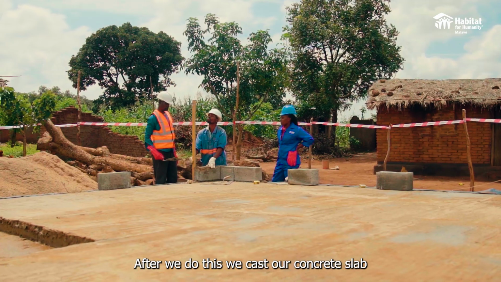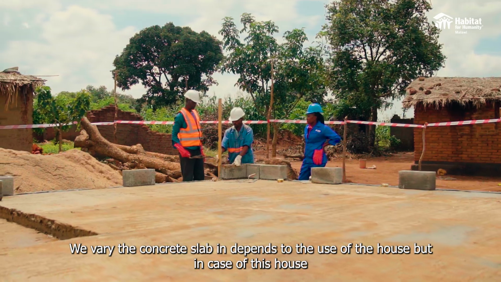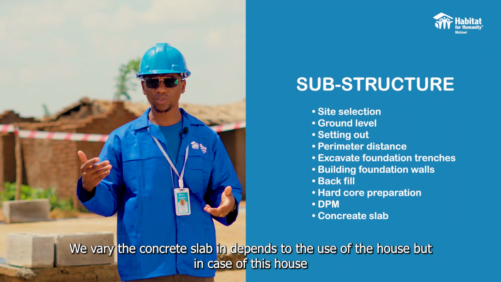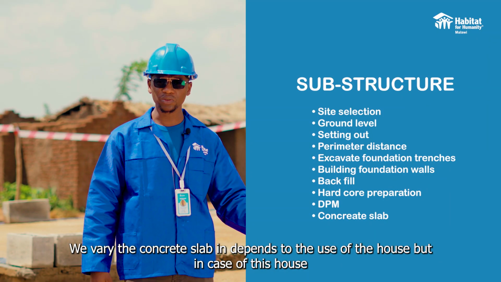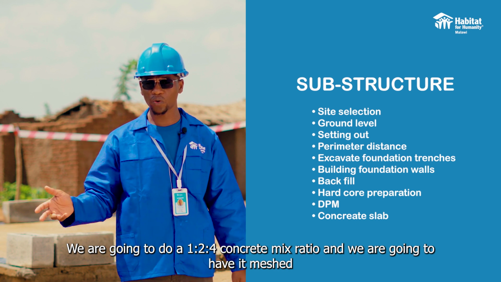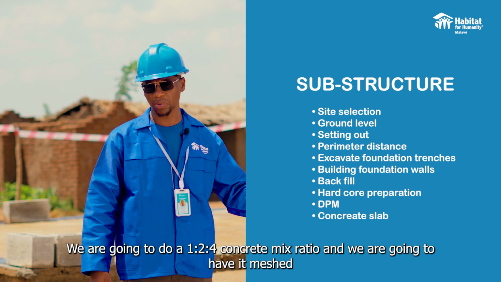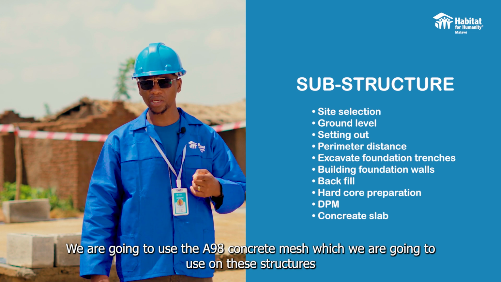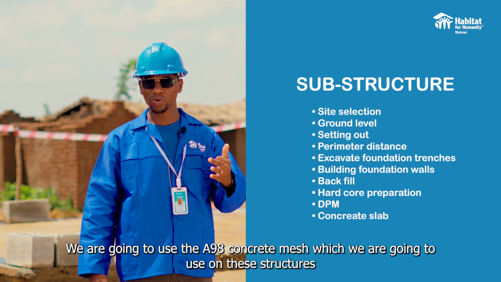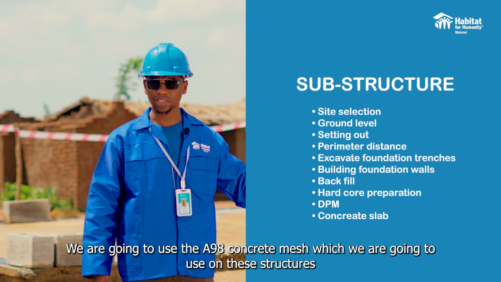And after we do this, we cast our concrete slab. We vary the concrete slab depending on the usage of the house. But in the case of this house, we're going to do a 1:4 concrete mix ratio, and we're going to have it meshed. We're going to use the A98 concrete mesh on these structures.